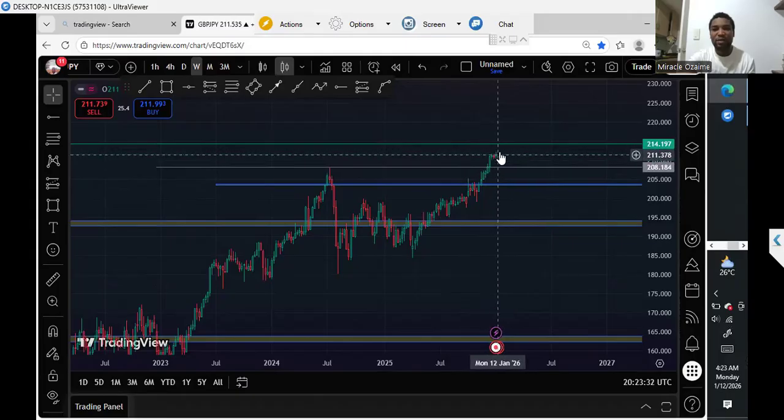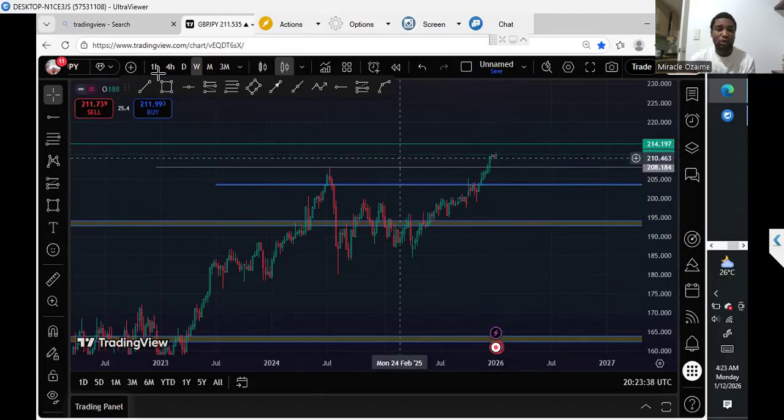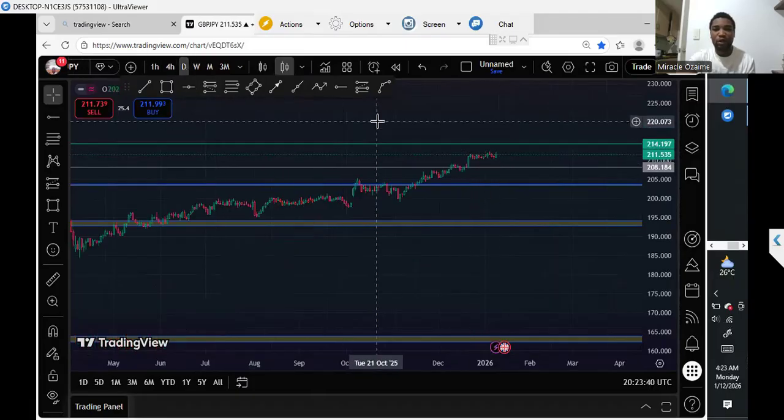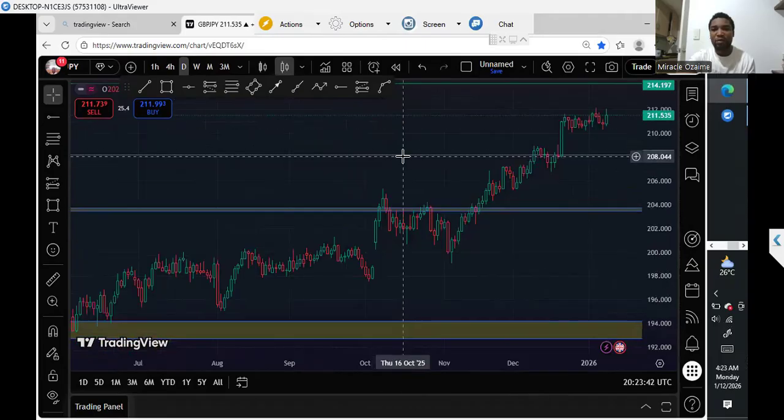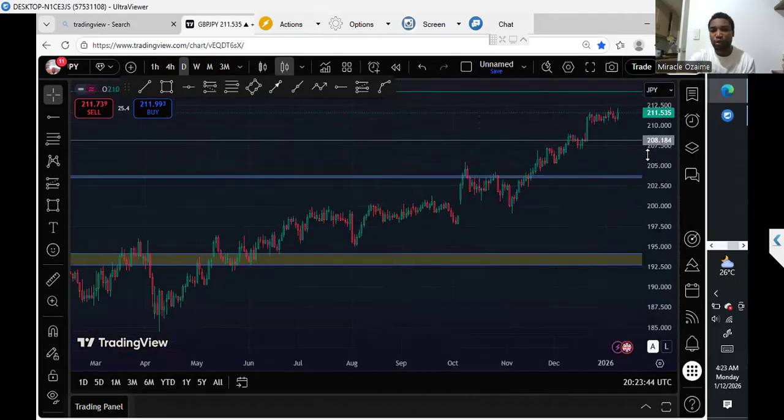However, this price can easily push to the upside. I'm no longer interested because there is no space around this region to the upside anymore. So if it pushes to the upside, it's okay with me. I'm not interested. I will not be placing a trade.